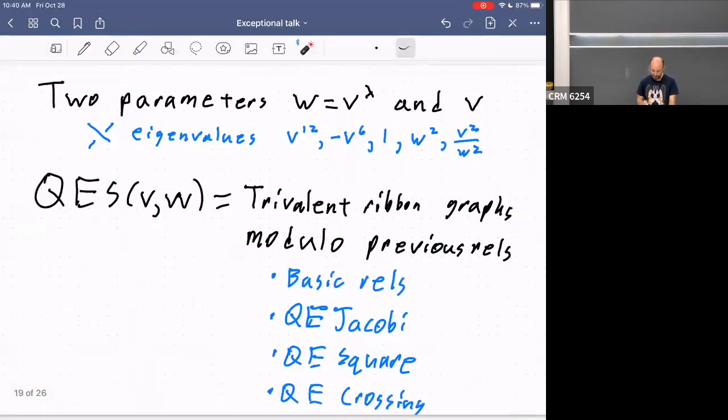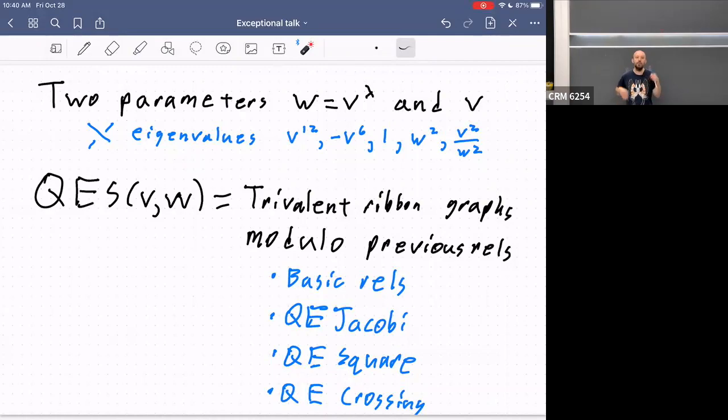So now I have my definition. I have two parameters. We make a nice change of variables to make it look more like a quantum version of the original thing. So we have some variable V, and some variable W that you're supposed to think of as V to the lambda, where lambda was my old parameter for the classical exceptional series. These come up in a very nice way, just like for Kauffman, where I could read off the parameters from the eigenvalues. I can read off these parameters very nicely from the eigenvalues on this five-dimensional space. And I'm going to define the quantum exceptional series for V and W as trivalent ribbon graphs modulo all the relations I just put on the previous slide. And the point is that this looks just as good as the classical one. There are just some lower order terms that you have to worry about.